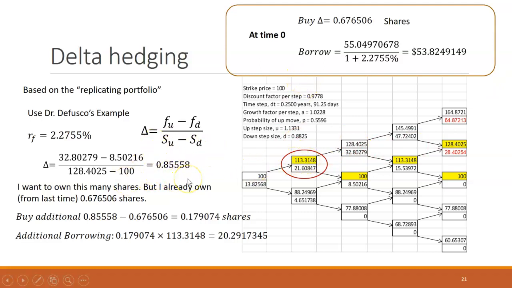And that makes sense because since it's a call and the price is going up, the probability that it's going to be exercised is higher. So if you're trying to cover that position, you have to own more shares. So delta will be higher, and there it is. We can calculate delta right there. Notice I'm using the value in the up state, the value in the down state, the price in the up state, and the price in the down state, just calculating my delta there.